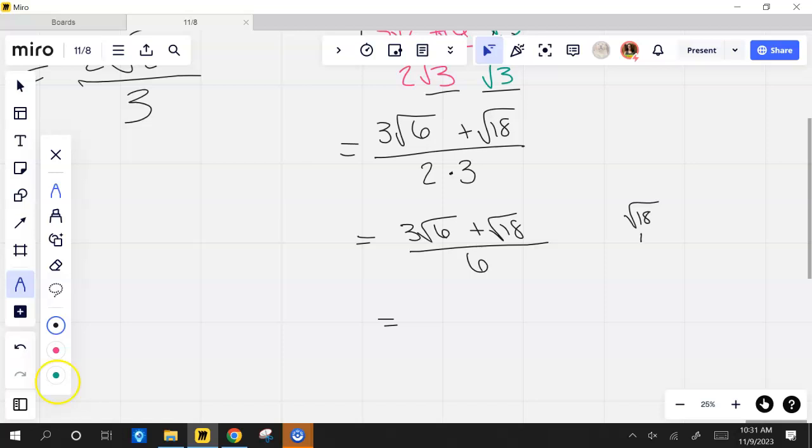Square root of 18. Oh. I got 9 and 2. Oh, sorry. I'm up here listening to Malaya. Yay, dang.